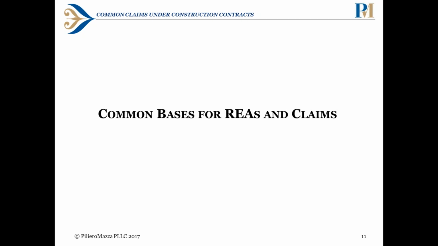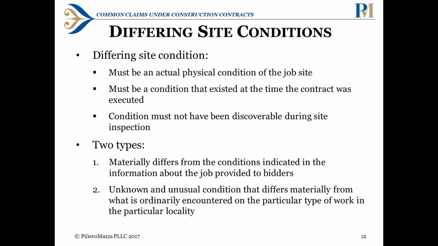Now we're going to go into some of the common bases for REAs and claims. So first, differing site conditions. This is addressed in FAR 52.236-2. A differing site condition must be an actual physical condition of the job site, must be a condition that existed at the time the contract was executed, and the condition must not have been discoverable during the site inspection.